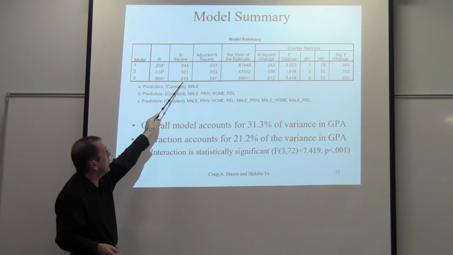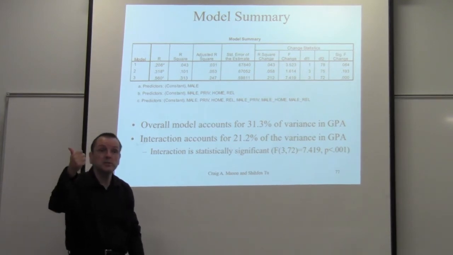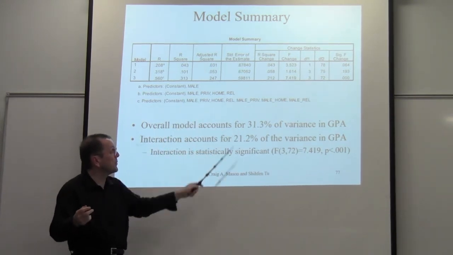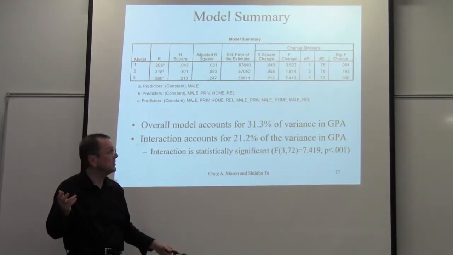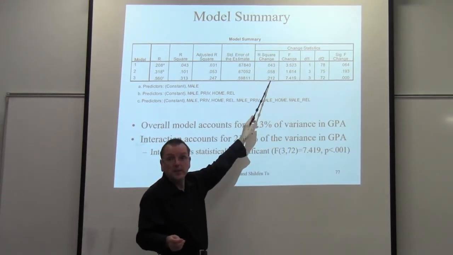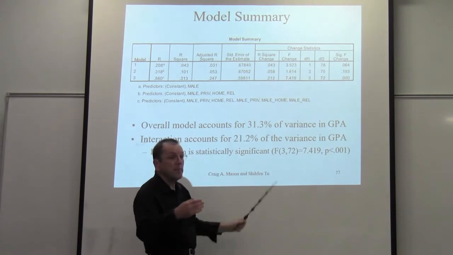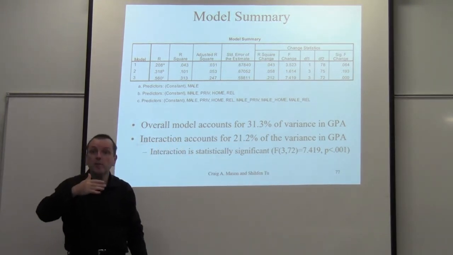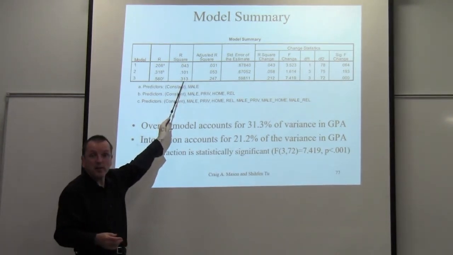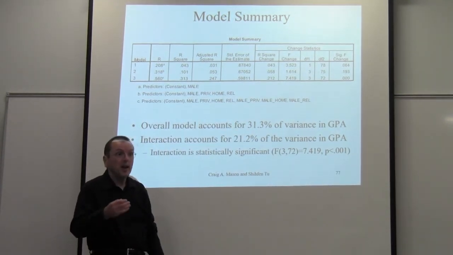We see the total R squared is 0.313, or the 2 variables, sex and school type, plus their interaction, account for 31.3% of the variance in GPA, which is huge. If we look at the R squared change, this 0.212 is how much additional variance we accounted for in this third model. We accounted for an additional 21.2% of the variance in that third model.